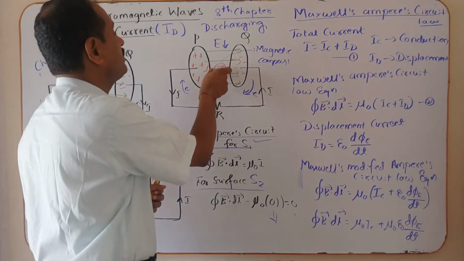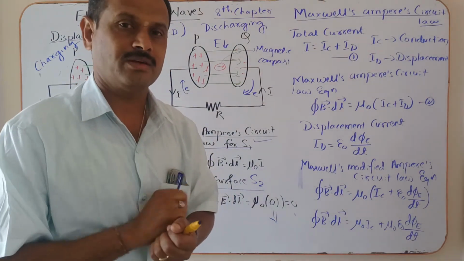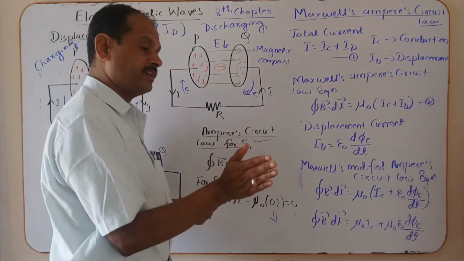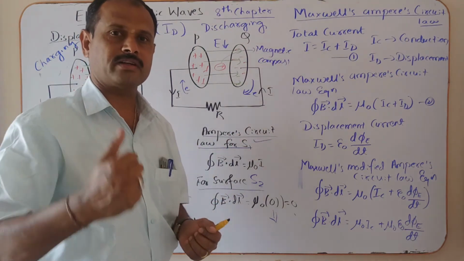That is, a magnetic needle is placed between the two plates of the capacitor during charging and discharging. What happens? Now, this magnetic needle will deflect.